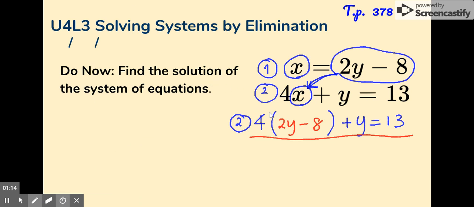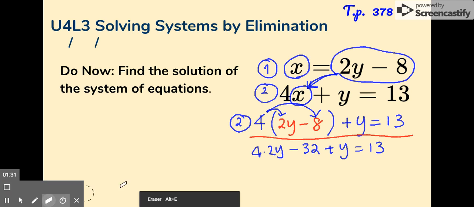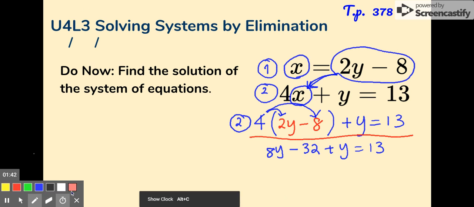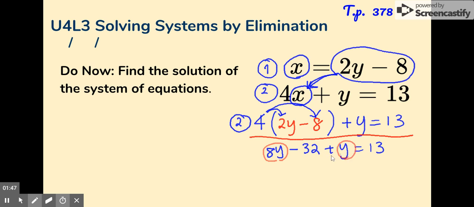Now let's use the distributive property here. So 4 times 2y minus 4 times 8, which is 32, plus y equals 13. Let me just change the 4 times 2y to 8y, because we already know that the product is going to be 8y. All right, now we need to combine the like terms. We do have like terms here, 8y and y. If you add these together, it's going to be 9y minus 32 plus 13.